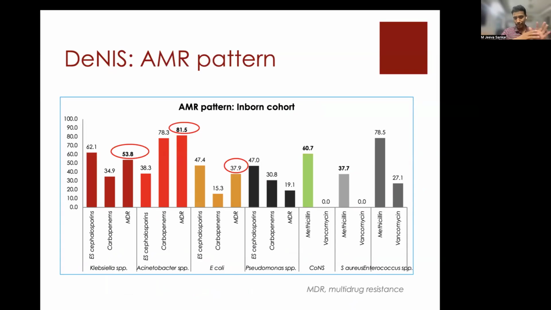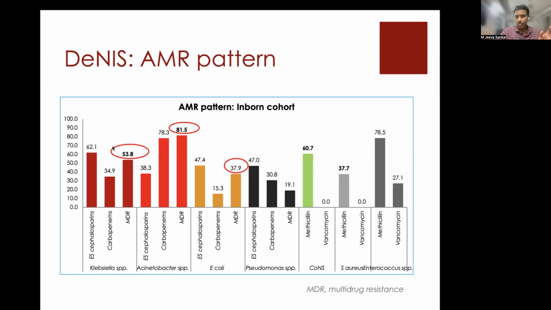If you look at the antimicrobial resistance pattern of the organisms isolated in DENIS, here on the x-axis we have the different organisms, and on the y-axis the proportion of organisms that are resistant to a particular drug class. For example, if you look at Klebsiella, we'll talk about multi-drug resistant. I will talk about the definition of multi-drug resistant in the subsequent slides. Let us just look at the burden now.